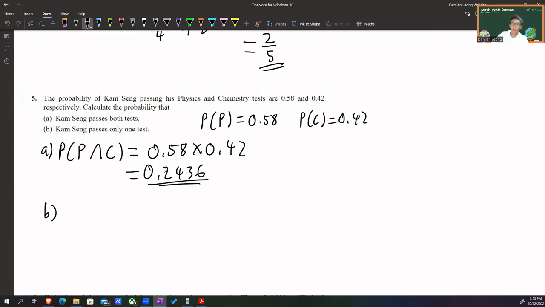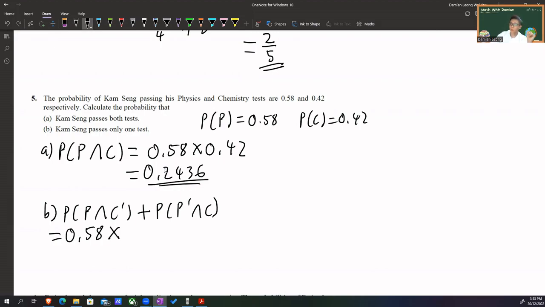Kamsing passes only one test. I have to consider what are the conditions that will happen. Basically, it is when he passed physics, fail chemistry, or when he fail physics, pass chemistry. So I need to consider both conditions, physics pass and chemistry fail, or, so again, or with plus, physics fail, chemistry pass, sorry. So physics pass 0.58 times probability of chemistry fail.